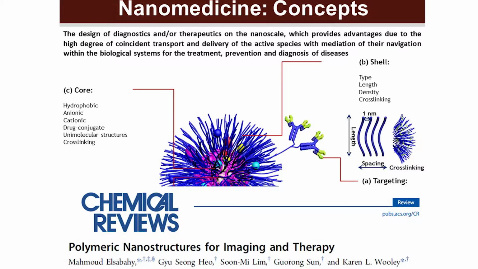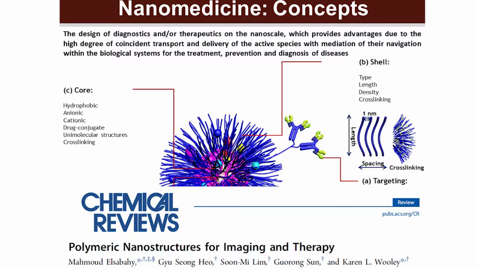So, just a very brief concept on nanomedicine, because I'll give a few examples of them. When we say nanomedicine, it means that we are designing therapeutic and/or diagnostic agents on the nanoscale for coincident transport and delivery of the active species and to control their navigation within the biological system for treatment, prevention, or diagnosis of diseases.